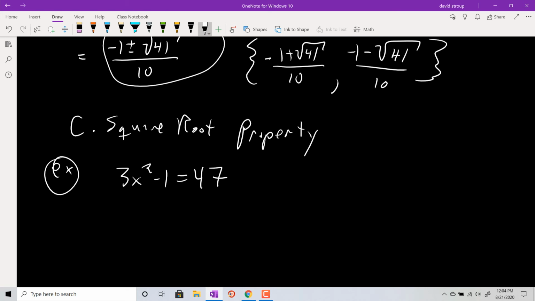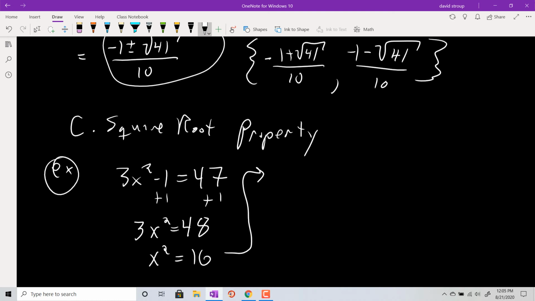Well, I guess you could factor it. Let's say you just didn't feel like it, for whatever reason. You could add 1, you can isolate the x squared, is what I'm trying to say. And then divide both sides by 3. And then if x squared equals 16, then x equals plus or minus root 16.